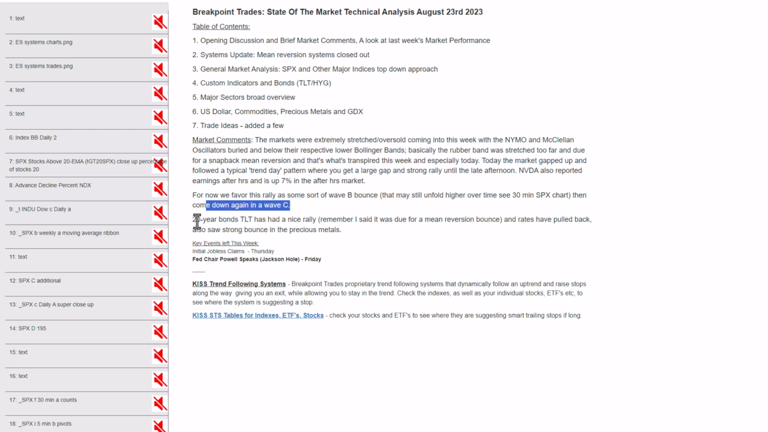And this week, TLT 20-year bonds have had a good rally. Remember, they were also extremely stretched. I talked about this on Monday. They were buried with the doji candlesticks. You had moving average ribbons that were extremely stretched, again, due for at least a reversion to mean bounce. And that's what we got. That's helped the market, and it's also helped the precious metals and some of the commodities.